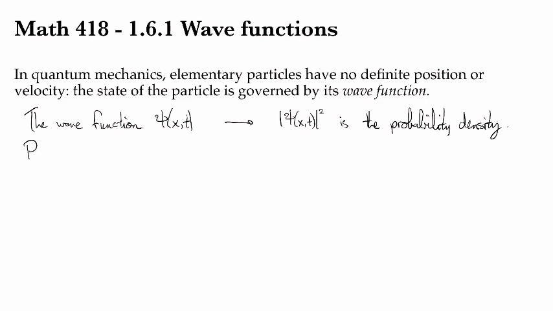So in other words, the probability that the location of this guy turns out to be between a and b, so that is, it occurs somewhere in some interval from a to b, then this would be the integral of psi of x, t quantity squared dx.